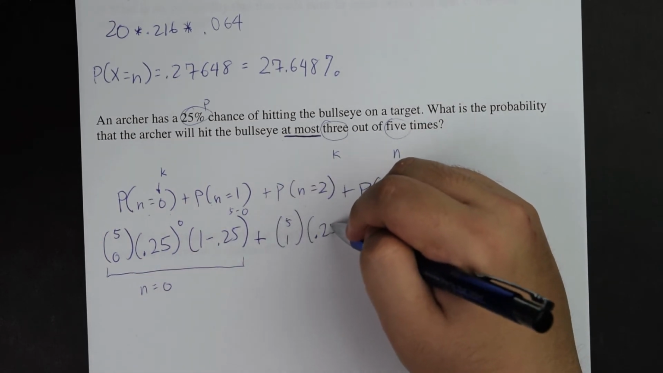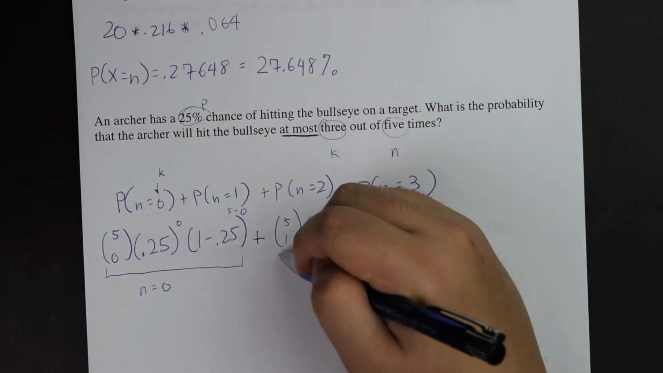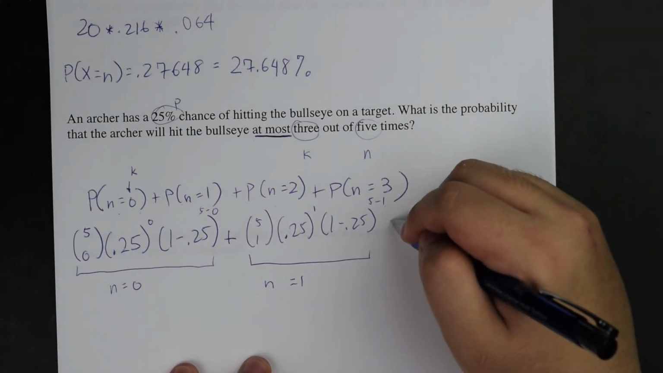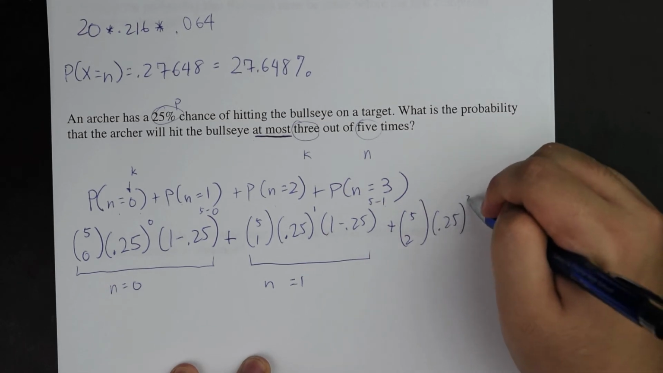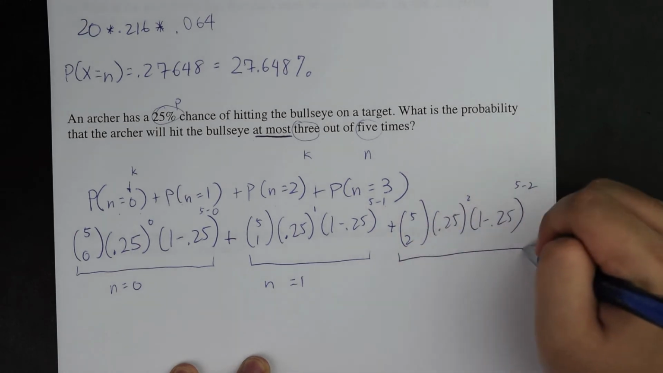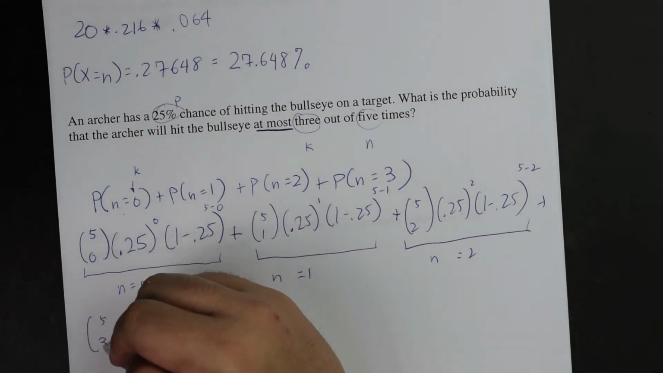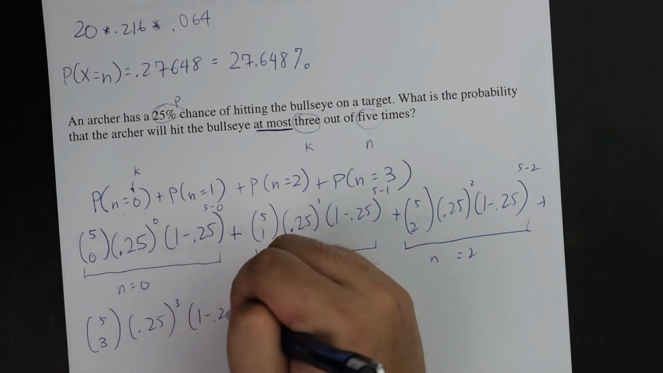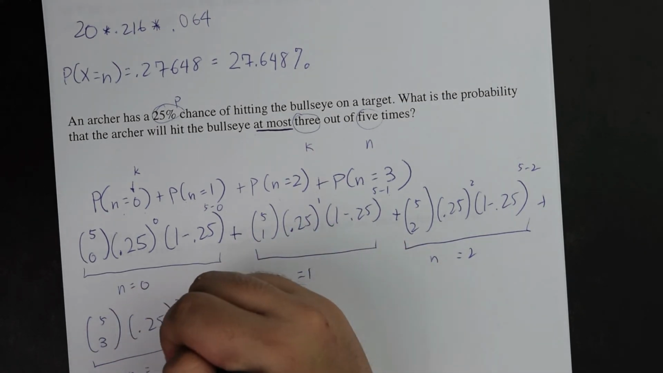So I could do this, 0.25 to the 1, 1 minus 0.25 to the 5 minus 1. This will be when n equals 1. And then if I want to keep going, I'm going to do 5, 2. 0.25 to the second, 1 minus 0.25 to the 5 minus 2. This will be n equals 2. And then lastly, 5, 3. 0.25 to the third, 1 minus 0.25 to the 5 minus 3, when n equals 3.